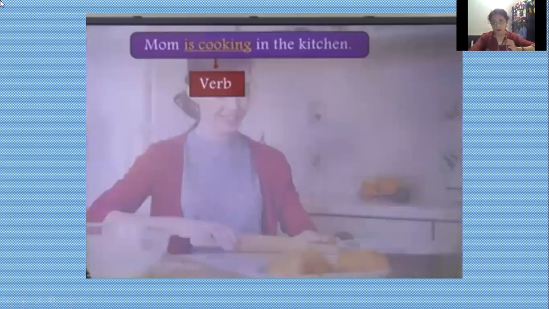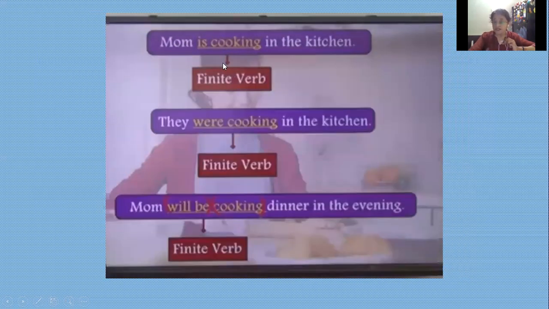Once again, let's have a look. Mom is cooking in the kitchen. Oh my God, what a delicious food she is cooking. And we all know that mom always cooks delicious food. Is cooking, this is present continuous tense. So it means that this cooking, the ing form, is changing according to the tense because it is in continuous tense, and mom is singular, so we are using is here. So this is a finite verb.